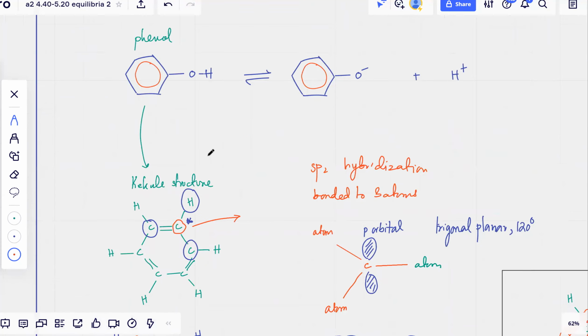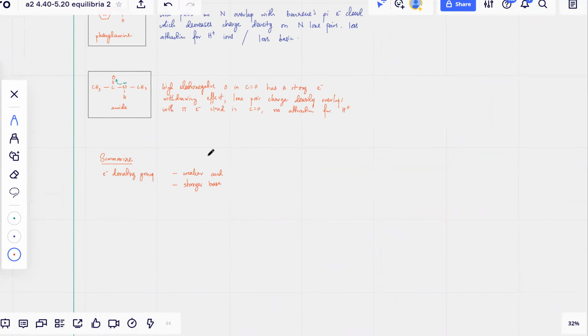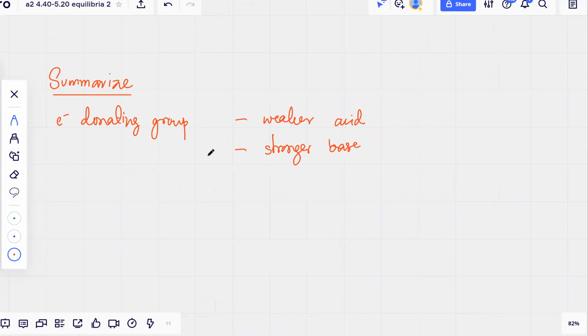So that's the whole summary. Vice versa, if you've got an electron withdrawing group, it's the opposite: the acid would become a stronger acid. And if you're discussing a base, it's going to become a weaker base. Is this clear?